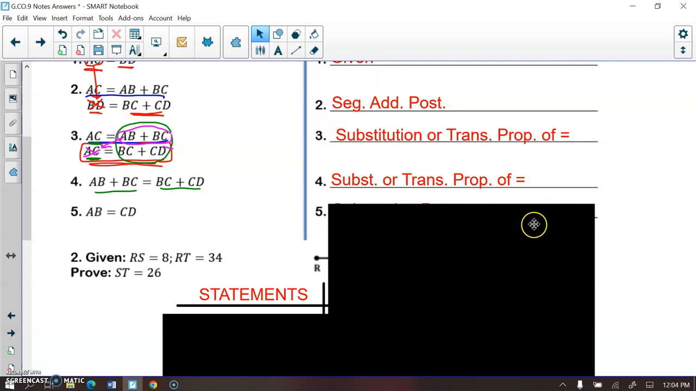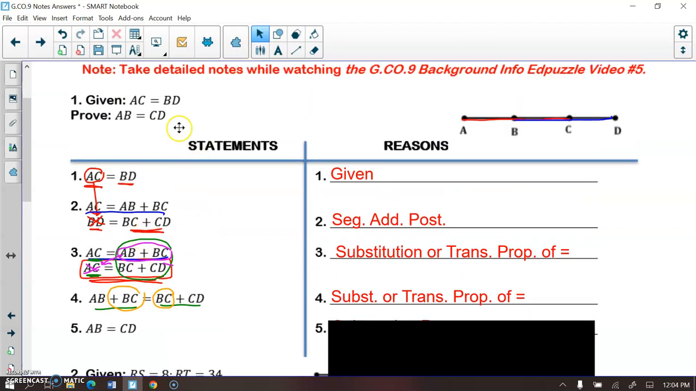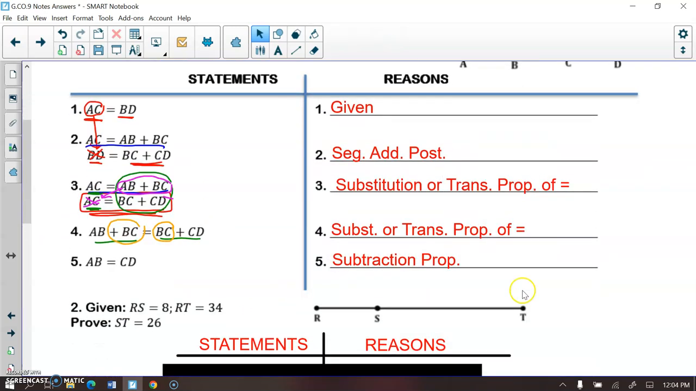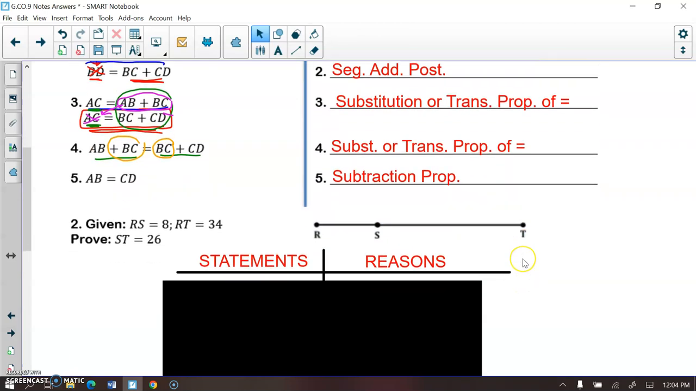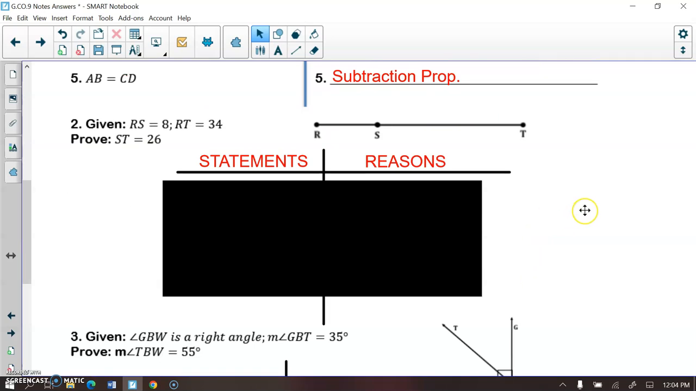This is how we could abbreviate substitution, and this is how we can abbreviate transitive property of equality. And then lastly, looking at step 4 to step 5, I should notice that both sides of this equation have a BC. So if I use subtraction, I could subtract BC from both sides, and I'd be left with AB is equal to CD, which is exactly what I was trying to prove in the first place. That is just the subtraction property. And that's it.